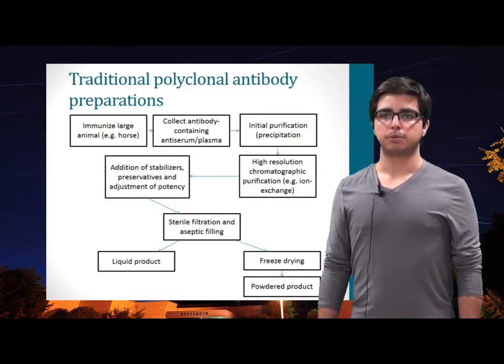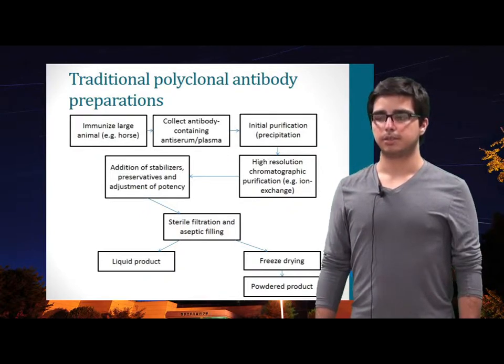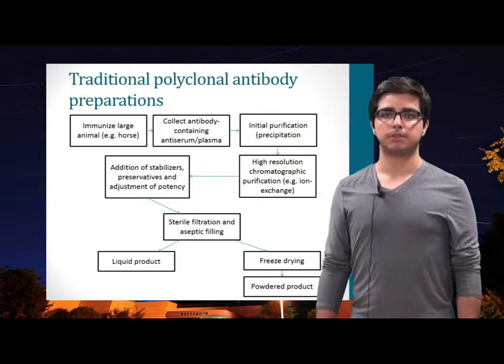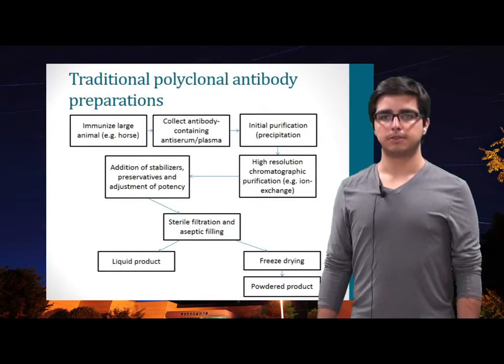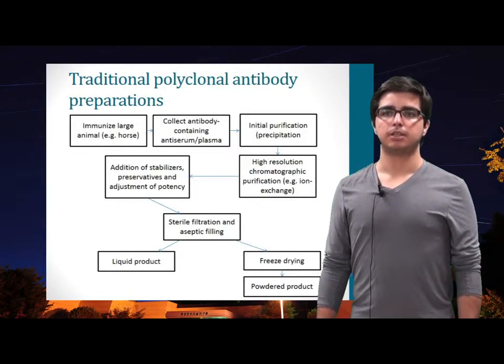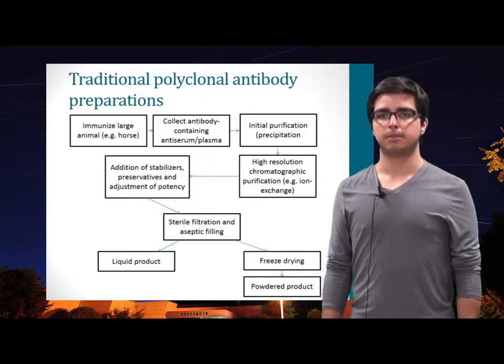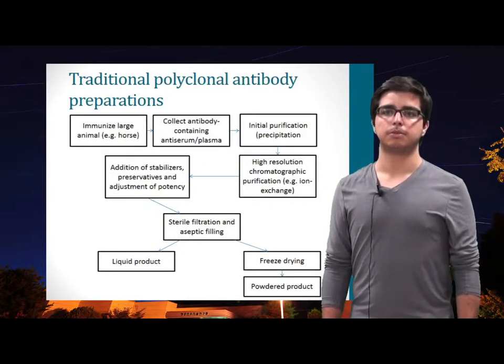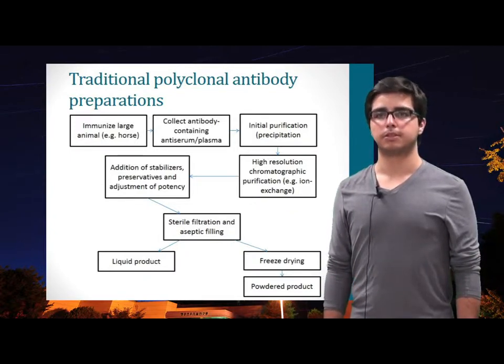Then, after we have isolated the antibodies of interest, we add some stabilizers as well as some preservatives, and we adjust the potencies. And finally, we sterile filtrate them and add them to an aseptic filling, which then we can make a liquid product, or we can freeze dry it to make a powder product of antibodies.